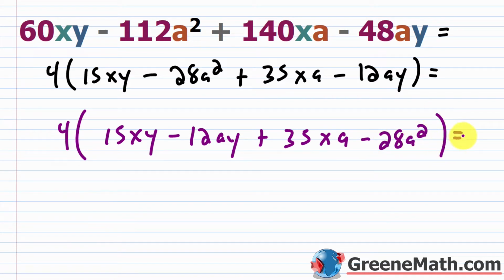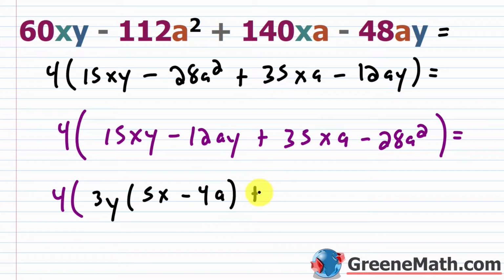Okay, so let's go ahead and put 4 here. From the first group, I can see that I can pull out a 3y. So let's pull that out. If I pulled out a 3y, what's left? 15 divided by 3 is 5. Then y over y is 1, so I'm just left with the x. Then minus 12 divided by 3 is 4. And then you'd have the a, and y divided by y is 1. So over here, go plus.